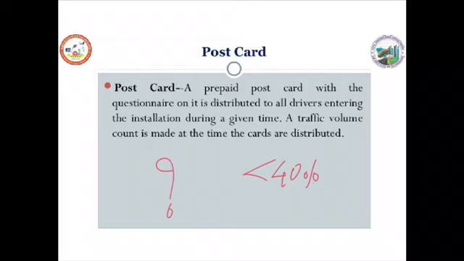Apart from that, we also collect information related to public transportation facilities in the urban region, and we call it a public transportation survey. The survey is conducted to assess the number of bus passengers passing through an external cordon line, and it can be done either by direct interview with the passengers or by issuing postcard questionnaires.